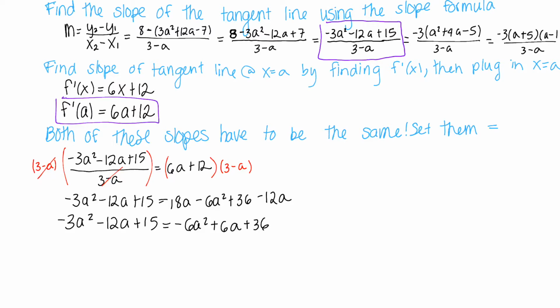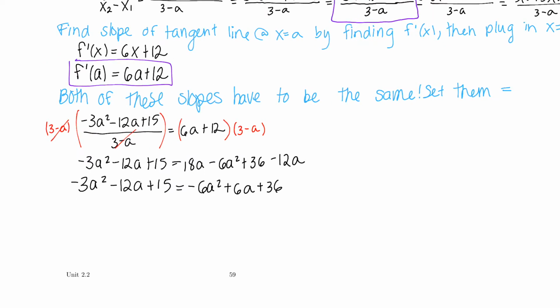Oof, we're almost there. Now we're going to add everything. We're going to make it so that one side is 0. So we're going to move everything over. So plus 6A squared plus 6A squared minus 6A minus 6A. And the reason that you don't want it factored here is because you would have to FOIL it back out so that you could move everything over. Minus 36.